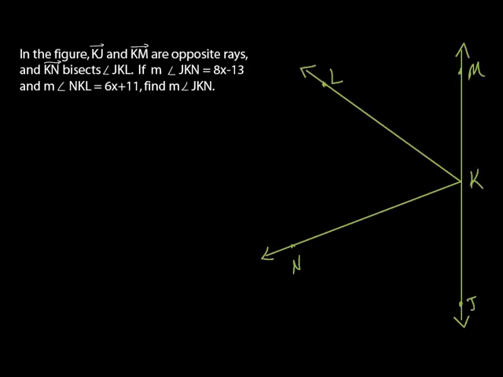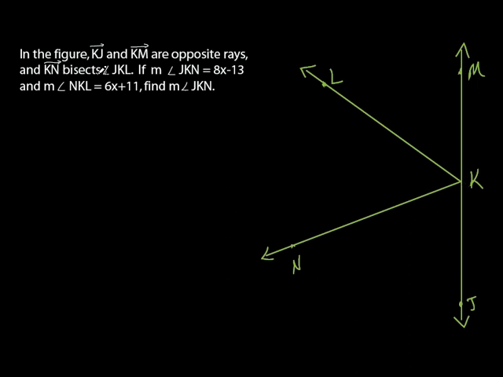Okay, here's the last example that we're going to do. I believe, yep, this is it. Here's the problem. This is right in the book. It says a figure, if K, in this figure, ray KJ and ray KM are opposite rays. So here's KJ, here's KM. They're opposite rays, which means this is a straight line right here.